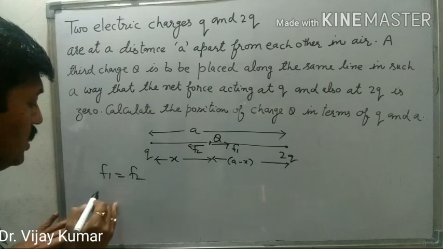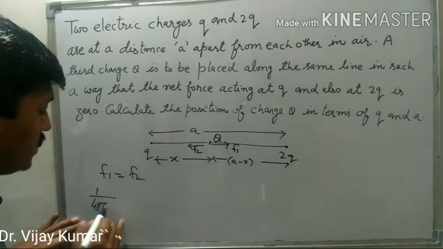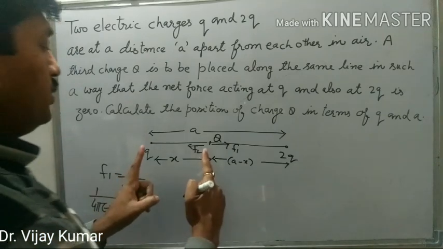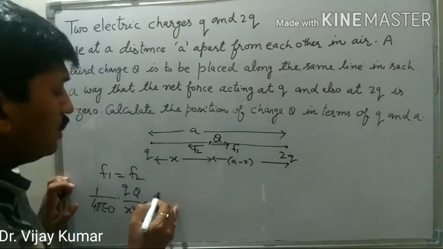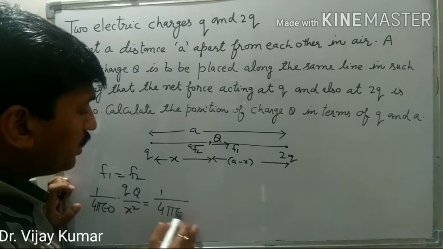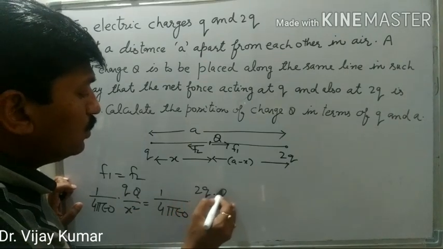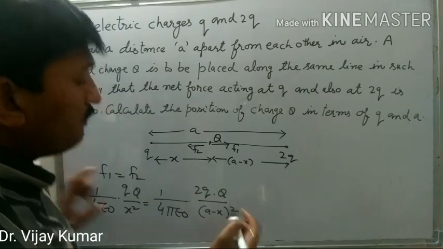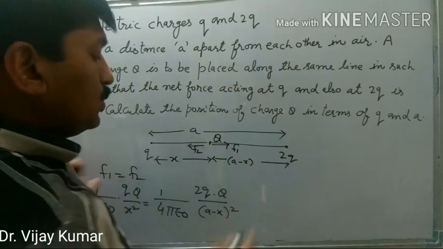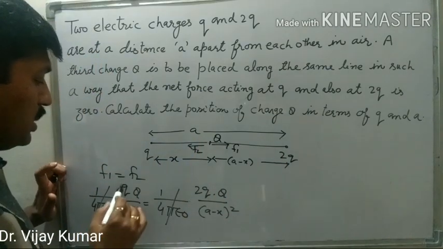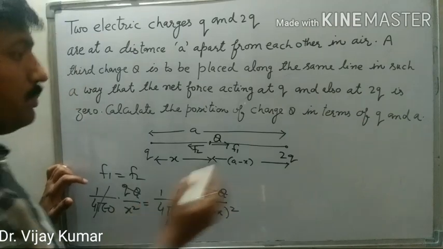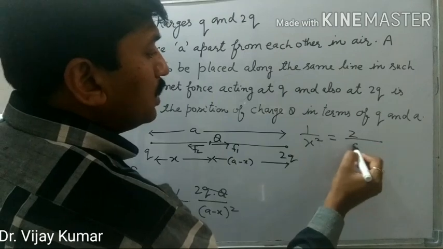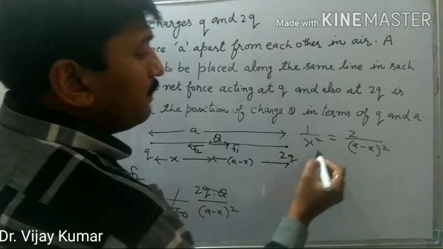F1 means 1 upon 4 pi epsilon naught, small q capital Q upon x square. This is force between small q and capital Q, equal to 1 upon 4 pi epsilon naught, 2Q times Q upon A minus x whole square. This is force between capital Q and 2Q. 1 upon 4 pi epsilon naught cancels out, Q cancels out. 1 upon x square equal to 2 upon A minus x whole square.